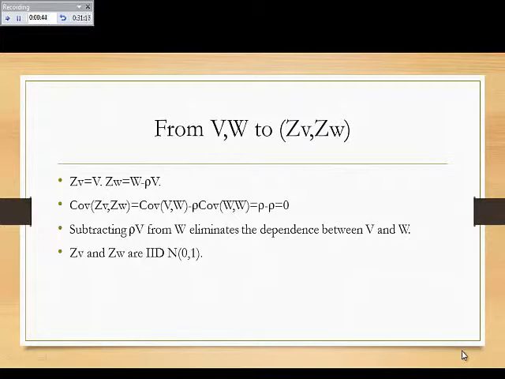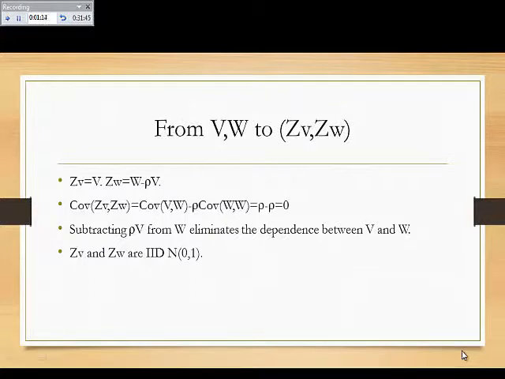This is the important thing to understand individually. W is correlated with V because it has one part which is actually exactly the same as V, but a little bit scaled, and it has one part which is independent of V. So if I take out the part which is dependent on V, what I will be left with will be independent of V. So now I take W and subtract from it rho V.